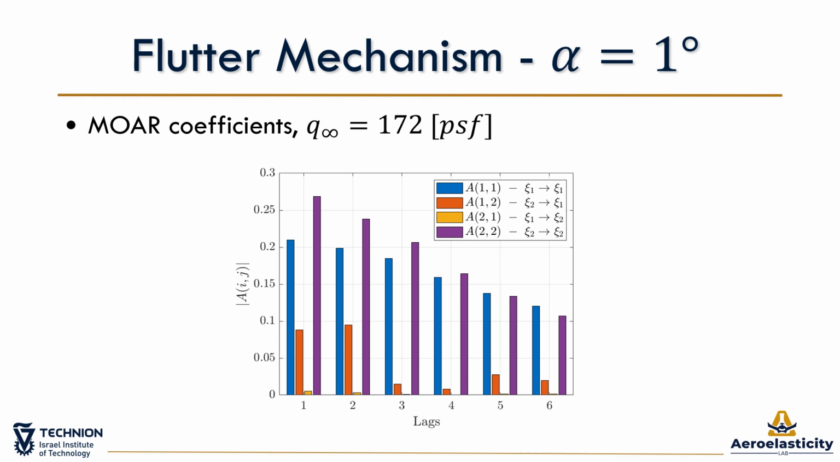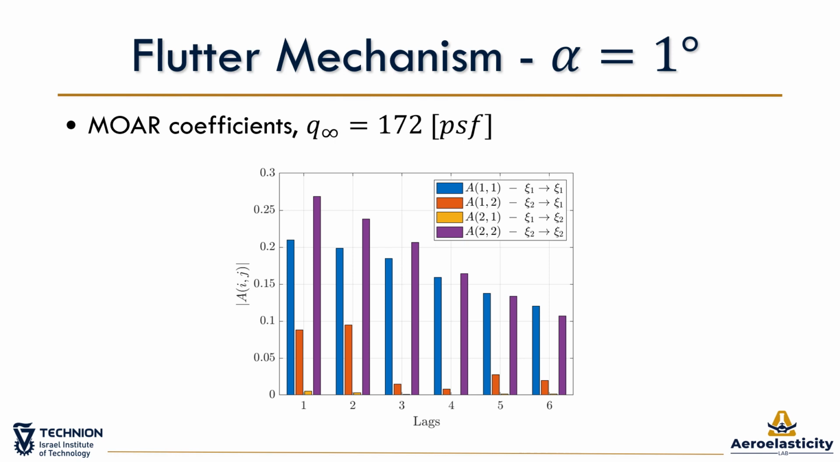Finally, we show here the elements of the Moore coefficient matrices for different time lags at 1 degree angle of attack and 172 PSF. As expected, the overall contribution decays with increased time lags. The larger values are on the diagonals, indicating that the displacements are mainly affected by their own time histories. The A12 term is larger than the A21 term, indicating that the pitch motion is driving the heave motion, while the heave has only a minor effect on the pitch.